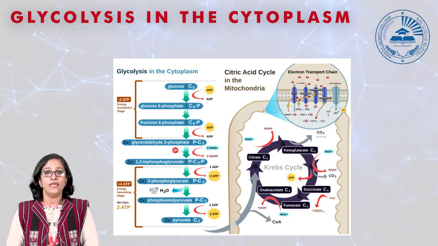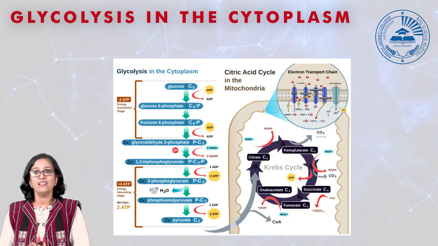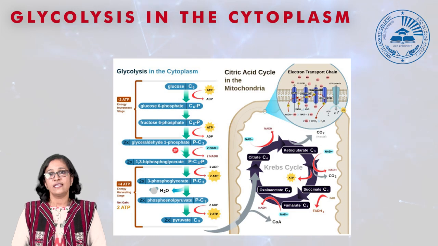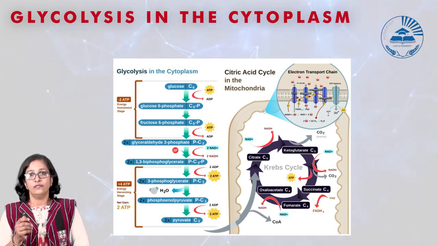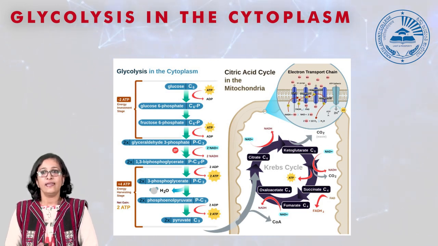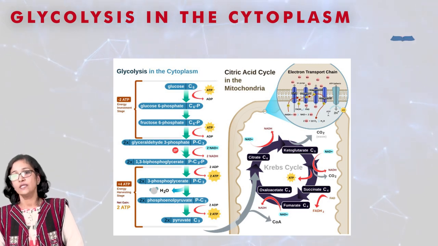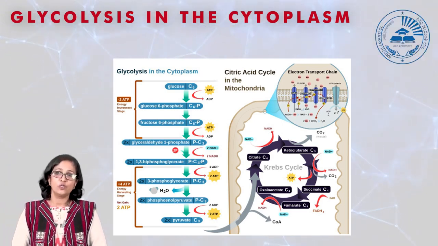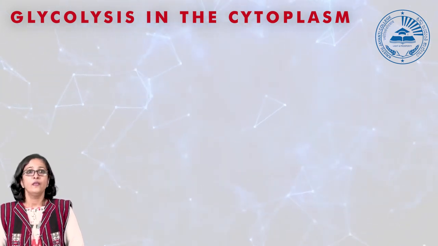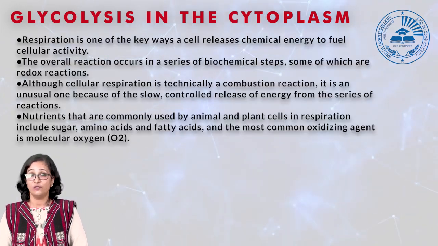So we have 2 NADH molecules and 2 ATP molecules from glycolysis, which will enter into the electron transport chain for further ATP production. Whereas from the citric acid cycle, you can see there is production of 2 ATP molecules, 3 NADH and 1 FADH, which also will further enter into the electron transport chain and result in the production of ATP. So respiration is one of the key ways a cell releases chemical energy to fuel cellular activity.